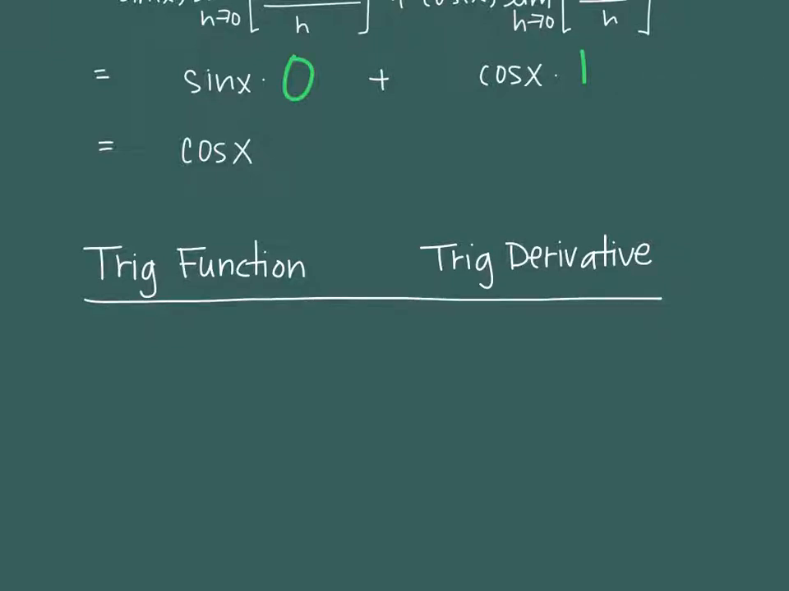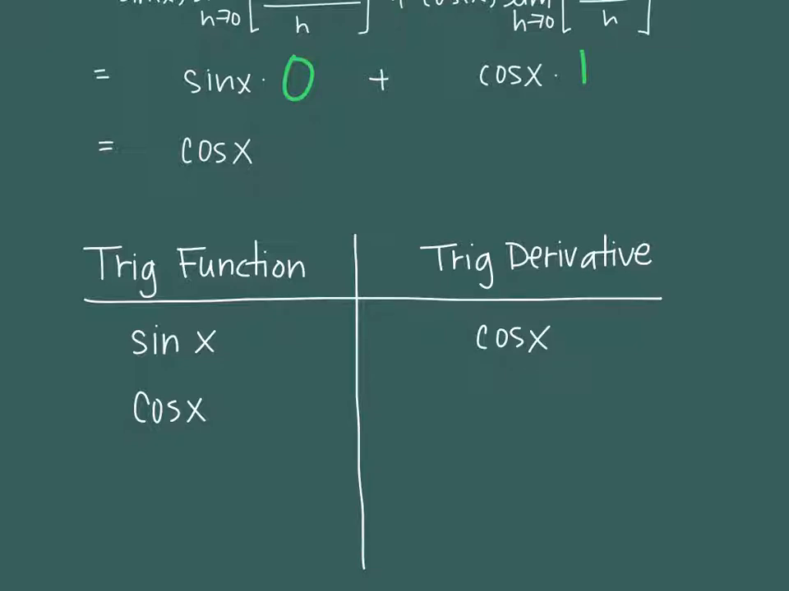How many trig functions are there? 6. Sine, cosine, tangent, cotangent, secant, cosecant. We're only going to do the first 2 today. Okay, so we've got the sine of x, and we're going to do the cosine of x. Well, we just answered the question, what is the derivative of sine? The derivative of sine is cosine. We just proved it.